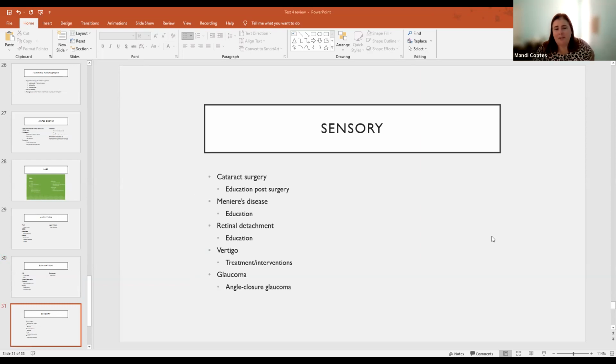Sensory. Post-surgical education for cataracts. You know, you don't want to do anything that's going to cause pressure on those eyes. Meniere's disease, education on that, particularly diet. Education on retinal detachment, what to do with those. Vertigo, know the treatment and interventions for that. You know, you want pretty much no stimulation, a calm, quiet environment, just no stimulation to increase that vertigo. And then angle closure glaucoma.